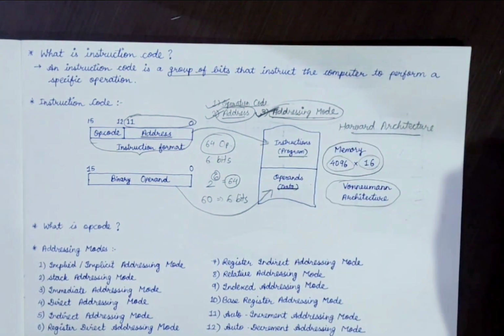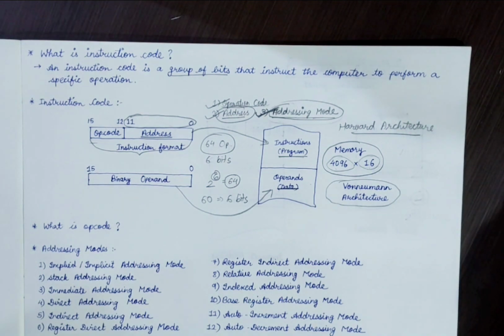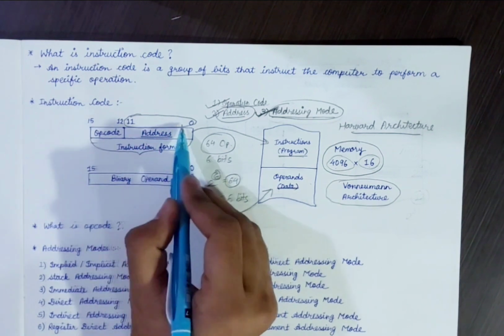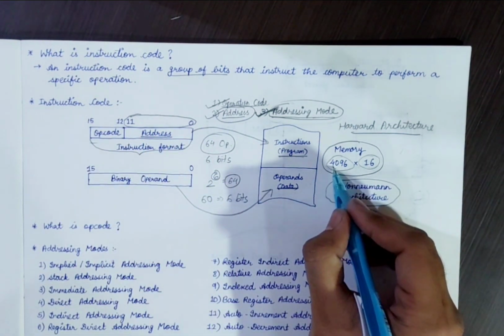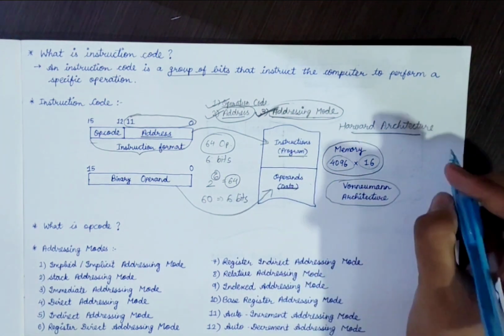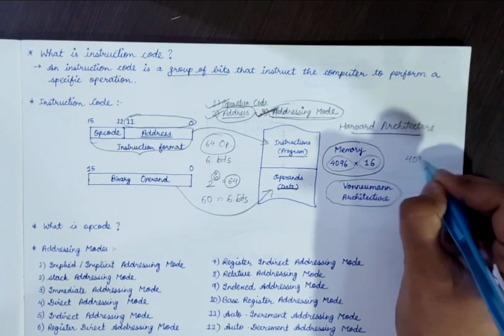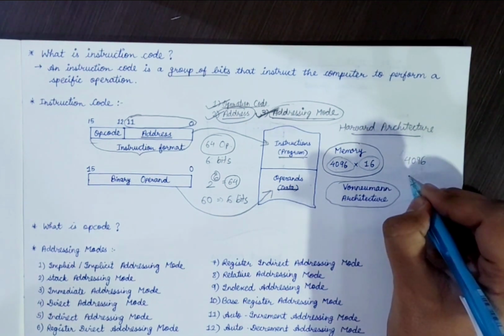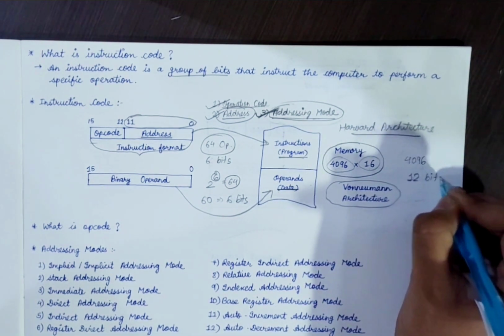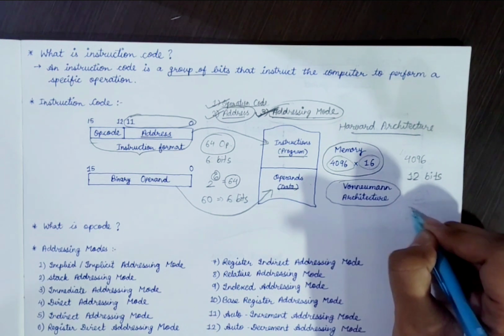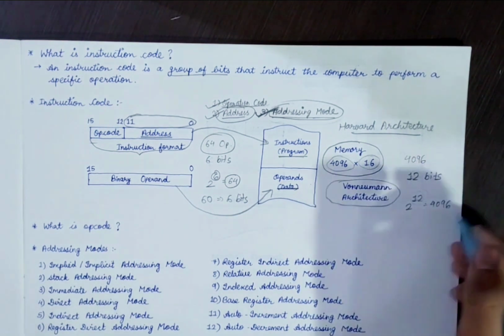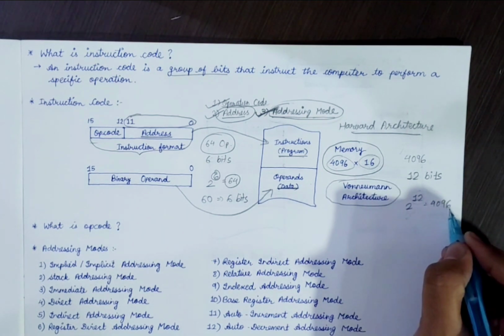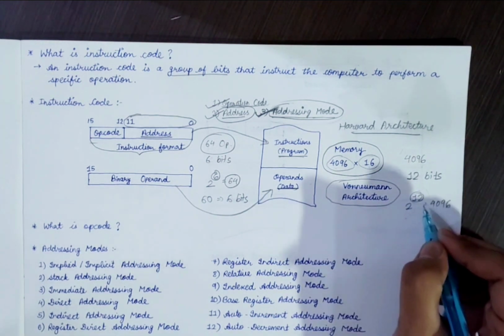But we will not go in depth in those architectures, von Neumann and Harvard. We will see how this 12-bit address is decided. To refer to 4096 different addresses, we want 12 bits, because 2 raised to 12 is 4096. So to refer to 4096 different addresses, we will require 12 bits.